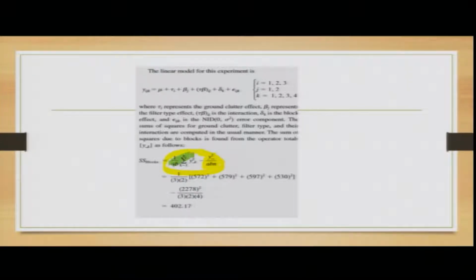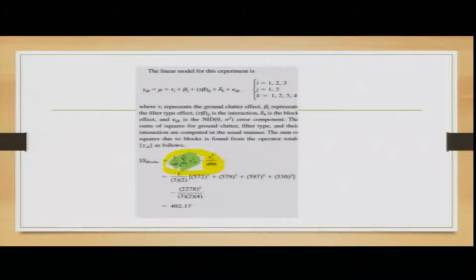So, this is the effect which I am talking about. Considering that I find out the squares of dot dot k, that means blocks, and for each block I find out for all the i's and all the j's summed up and then divide by the total number of observations. What is the total number of observations for any block? The total number of observations would be summed up for all A, summed up for all B. So, it will be A into B. Once I find out this value, the value comes out to be about 402.17. So, you just make a table, plug in the values and solve it accordingly.